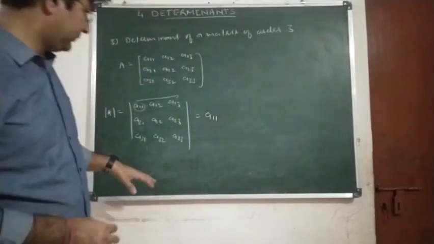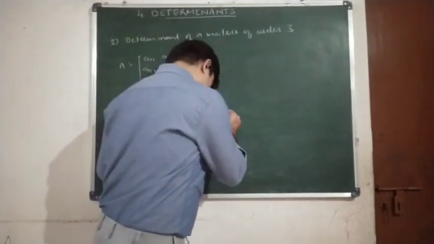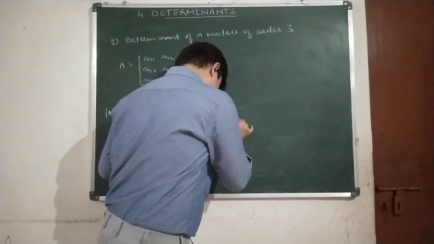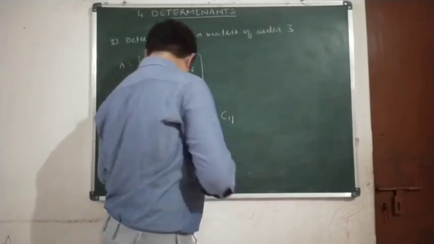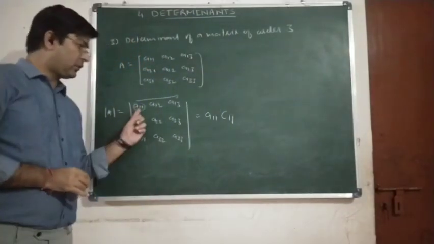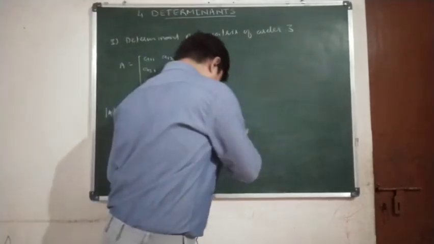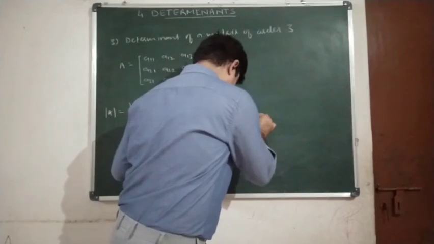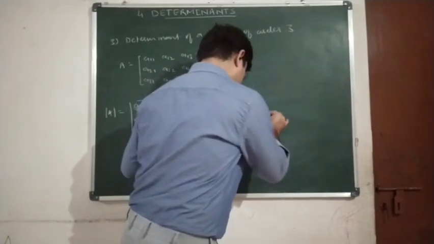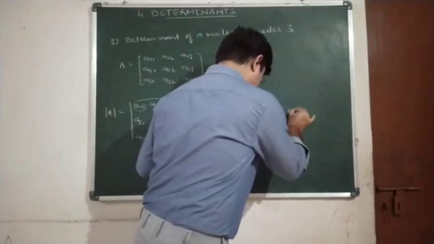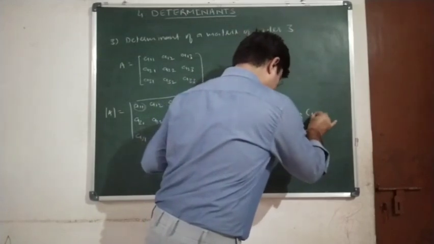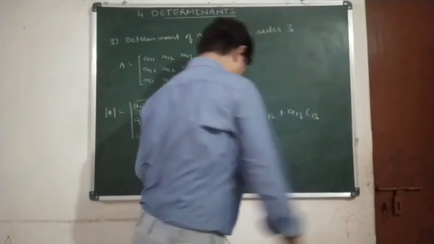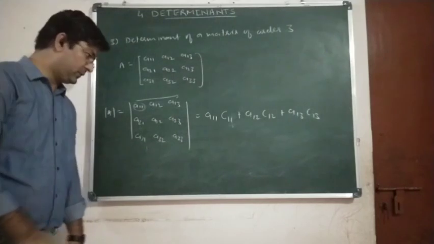Let me write down first Cij, where Cij represents the cofactor of Aij. Yes or no? So C11 I will write down over here, A11 into C11, then A12 into C12 plus A13 into C13. Now what is a cofactor? Let me tell you.